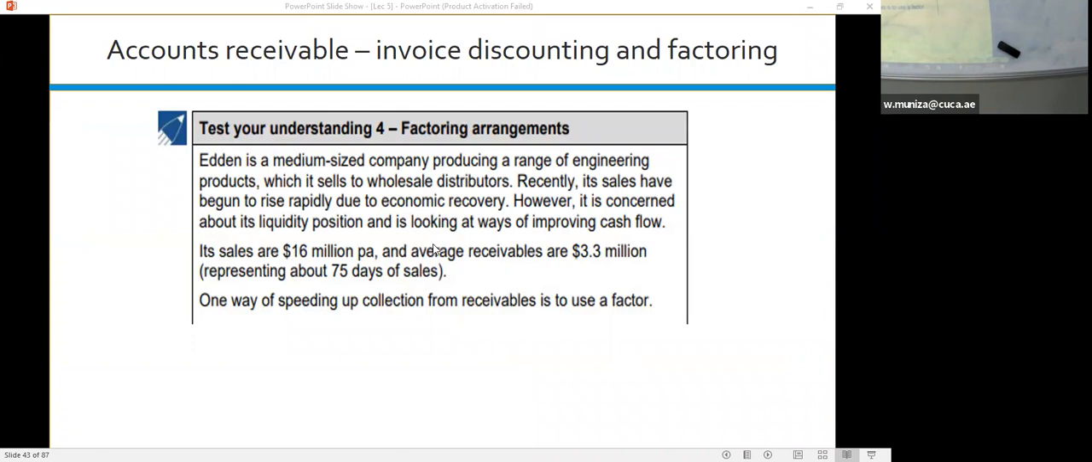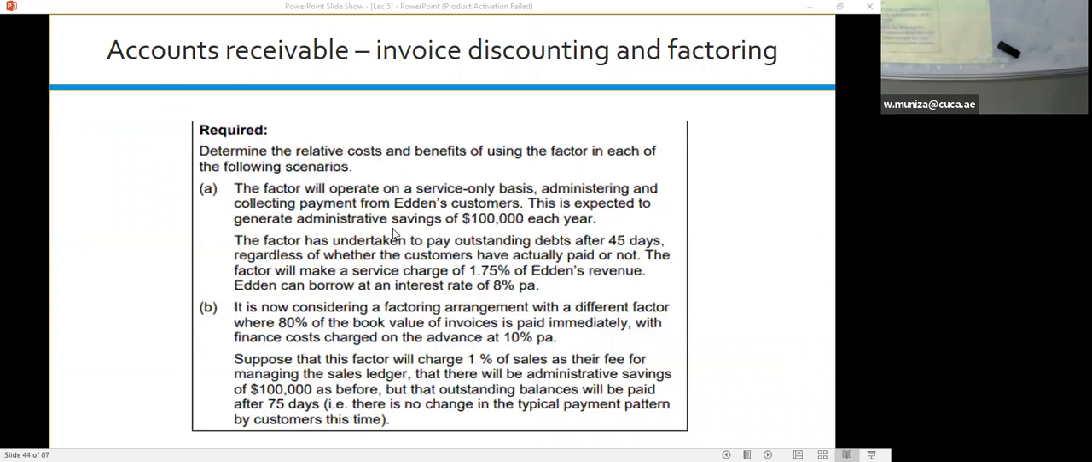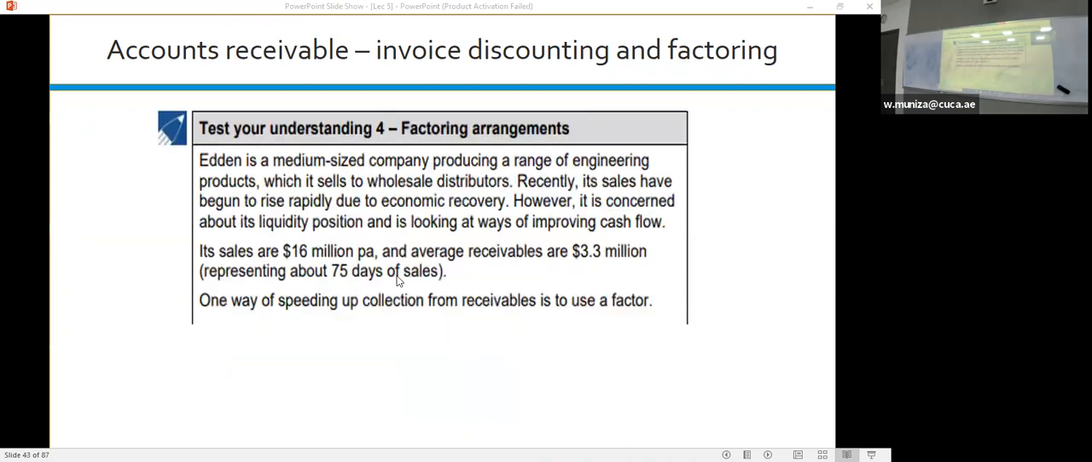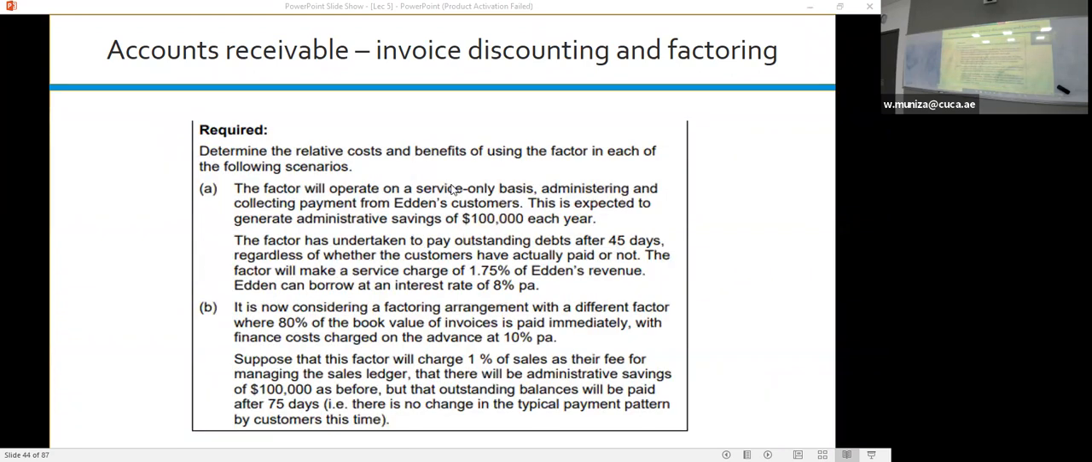Now, understanding number 4 is very much common sense understanding. We have not discussed any formula regarding factoring arrangements, but this is an example which involves only common sense.